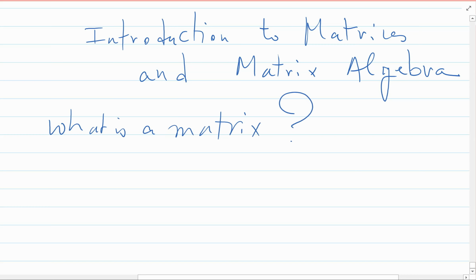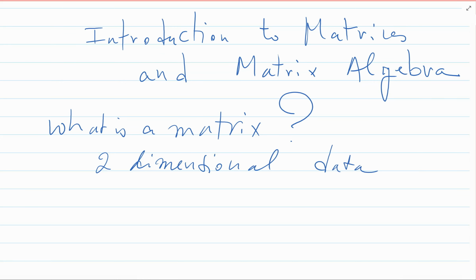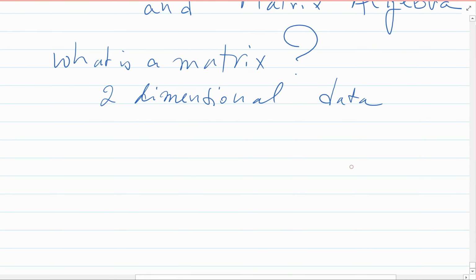Okay, a matrix is a natural mathematical object when we're dealing with two-dimensional data. Of course, this statement does not make sense by itself. So what does it mean, two-dimensional data?